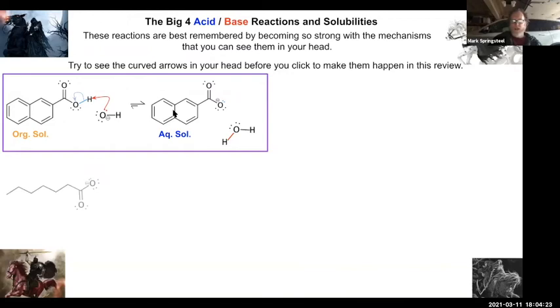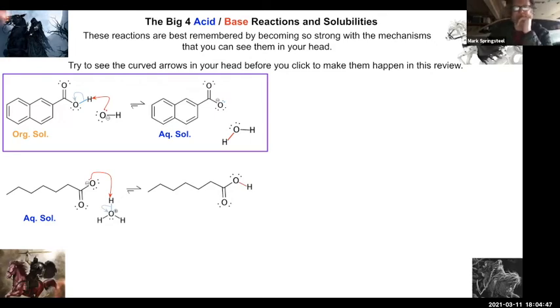Okay, so now let's look at another one. What if I have this other molecule? It's got a lot of organic, huh, but a negative charge. What do you guess? Is it going to be more aqueous soluble or more organic soluble? Aqueous. Yeah, it's more aqueous soluble. If I add hydronium, though, it'll get protonated, product favored reaction. And now what is it?